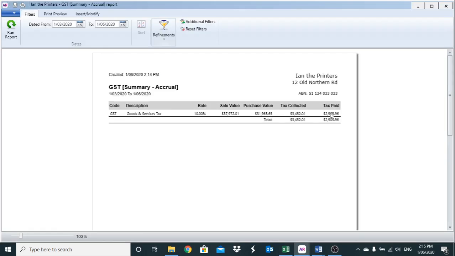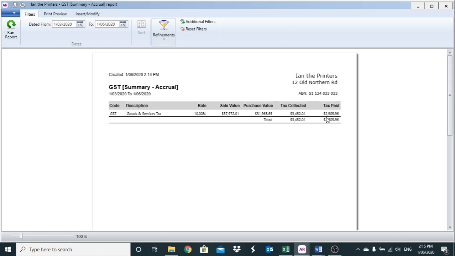Now, the reason why we now have tax collected here is because we're using an accrual-based report, and this report simply picks up all the invoices that have been entered, irrespective of whether we've actually received money from them or not. And hence the reason why now we've got GST collected, as well as a sales value. And our tax paid has also changed. Previously it was 1,111.96. Now it's come to 2,905 because it's picking up those supplier invoices that we entered in as credits as well. So far, the reports are accurate.